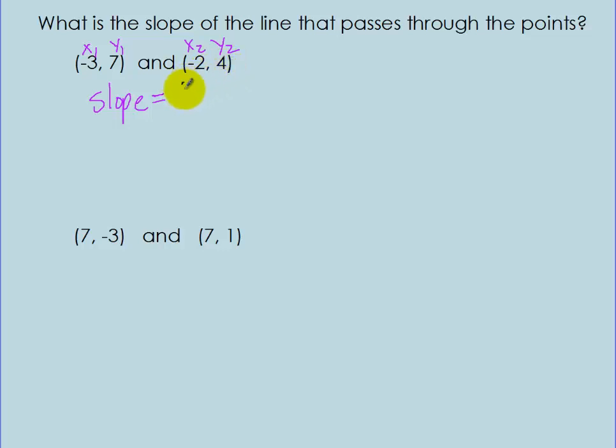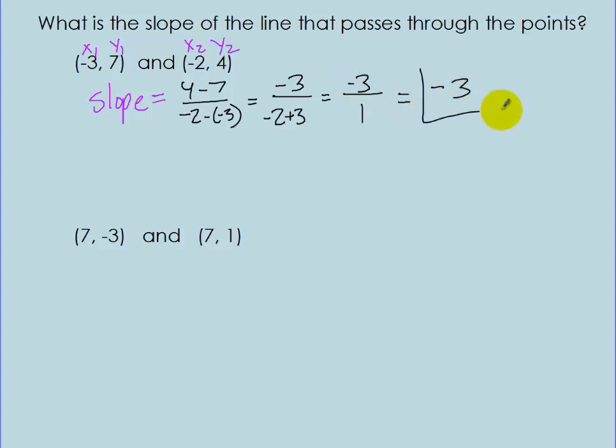It's going to be 4 minus 7 over negative 2 minus negative 3. What do you get? 4 minus 7 is negative 3 on top. Then you have minus negative 3, so that's plus 3, so negative 2 plus 3 is positive 1 on the bottom and negative 3 on top. So that simplifies to negative 3.